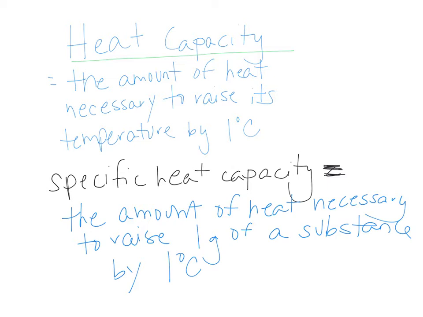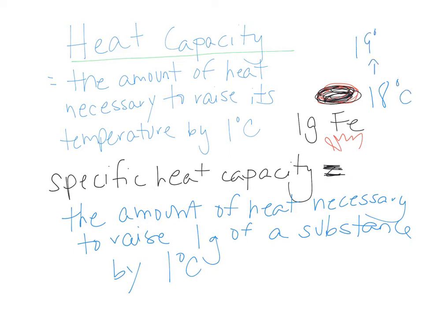You can think about it this way. What if we had just 1 gram of iron? I'm going to draw some black iron here. This is 1 gram of iron. And if I needed to add heat to this, so I need to have a little fire under it, there's my flames, and I need to make the temperature go from 18 degrees Celsius only up to 19 degrees Celsius. How much heat, how many joules of energy am I going to have to add to this system? That's its specific heat capacity.